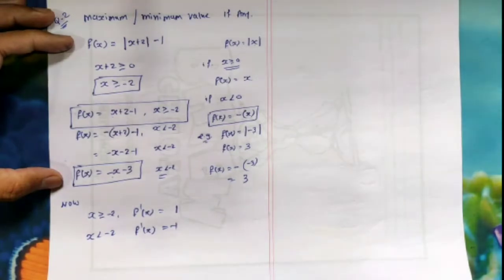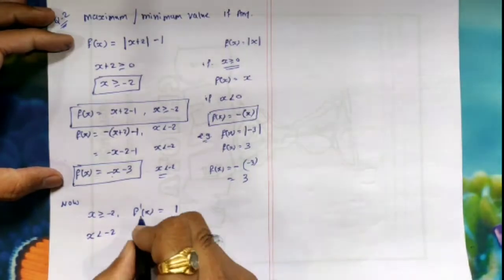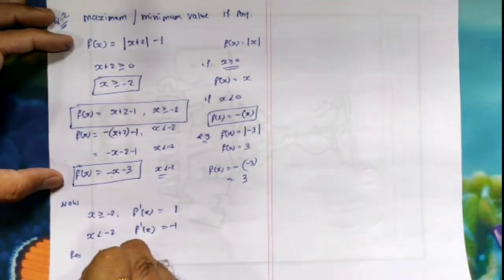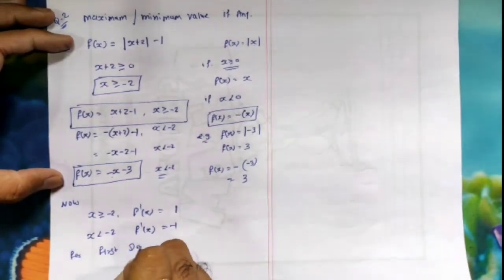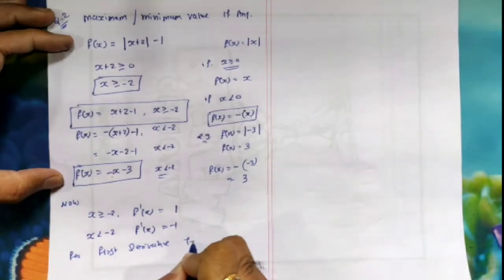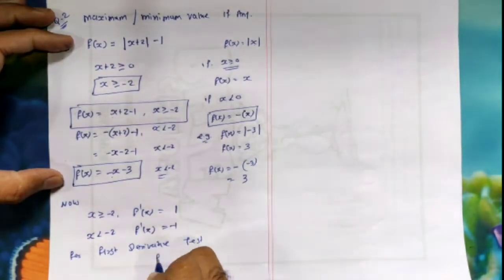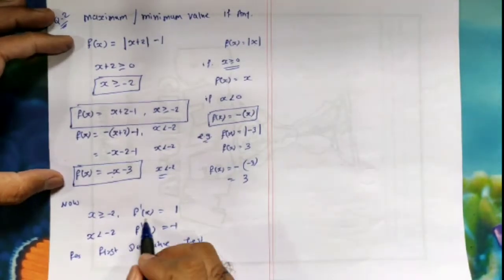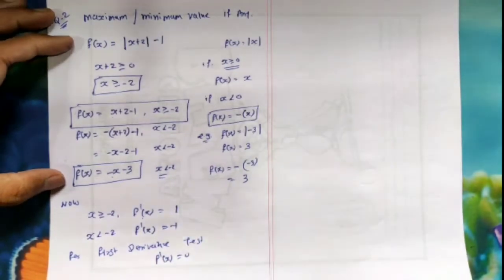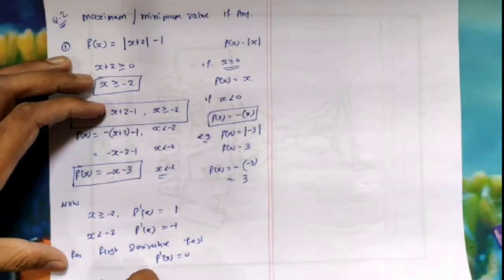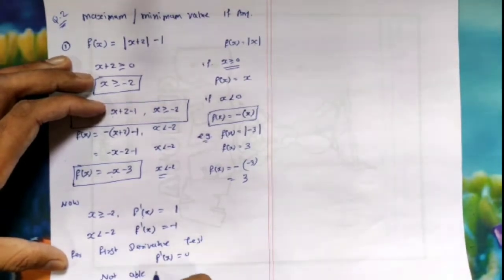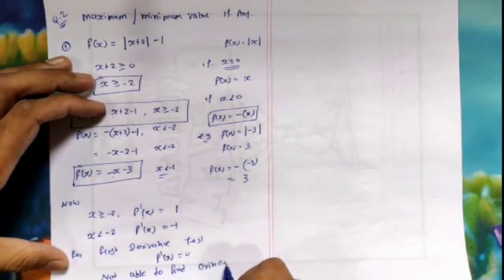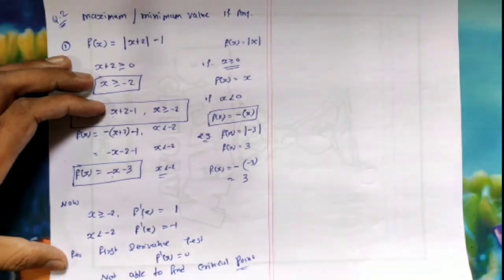Now to find the maximum value and minimum value by using the first order derivative test, we have to put f dash x equal to 0 and find the critical points. But here, after putting f dash x equal to 0, we are not getting any critical points. So in this case, we are not able to find the critical points, extreme points.